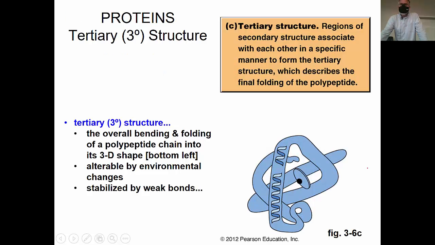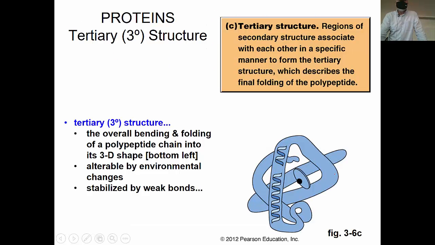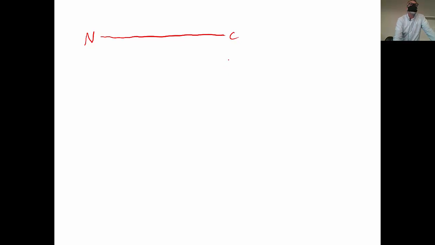Okay, so that introduced another term there where they talked about parallel and anti-parallel beta sheets. So I'm going to draw what we mean by that. We know that proteins are linear. They have an N-terminus and a C-terminus, and that's how they're put together.